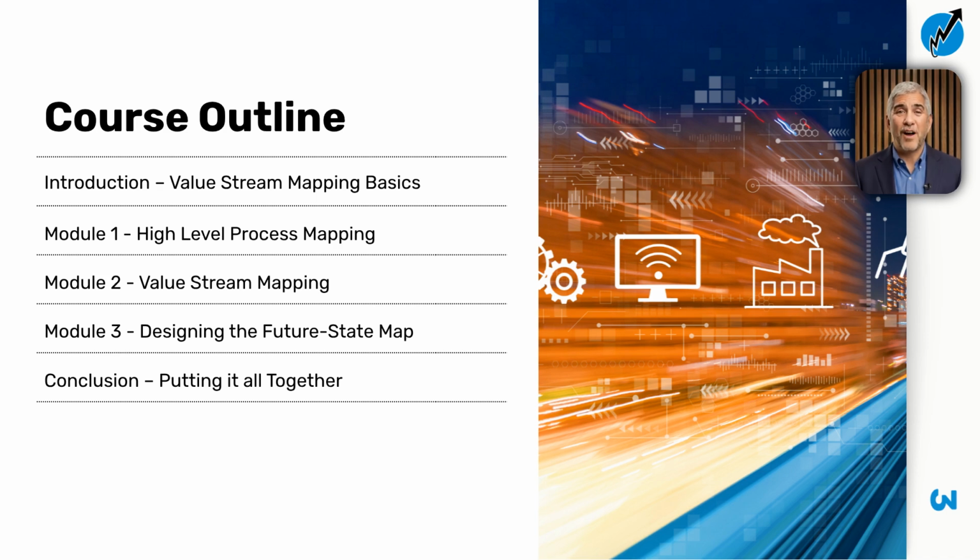After that, we'll cover Module 3, designing the future state map. This is where we identify waste, determine root causes, and design a future process with better flow and performance. And finally, we'll wrap everything up in the conclusion. This section brings the entire process together and shows how VSM drives real measurable results in an organization.